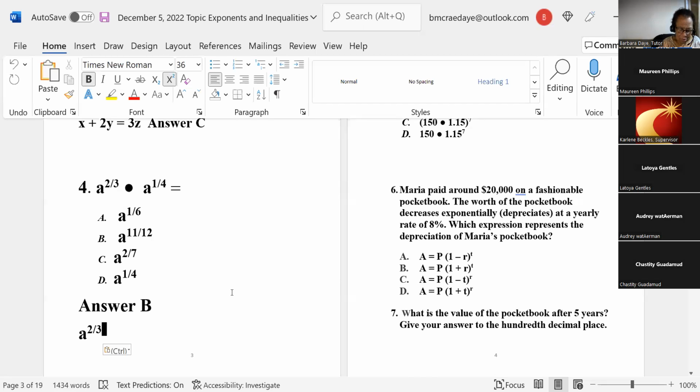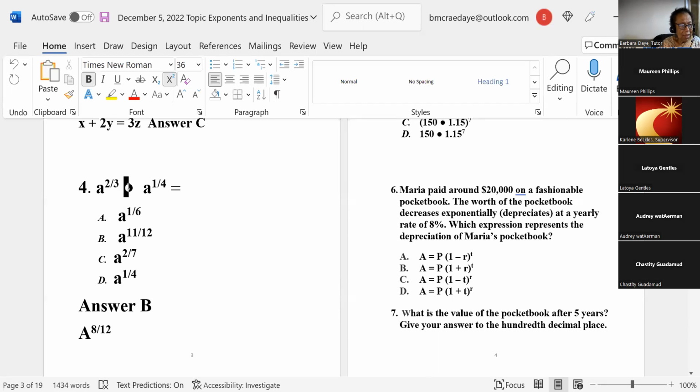Let me see 2 again. 2 over 3. That's what over 12, Audrey? What's the exponent over 12? 2 over 3 is what over 12? It's 8. Is it 8? Okay, yeah, 8. 4 times 3 is 12. 4 times 2 is 8. Correct? Oh no, I know. Yeah. I didn't do that.